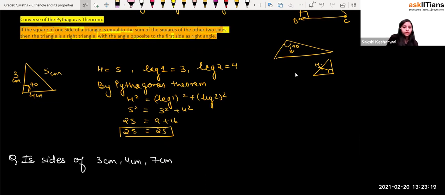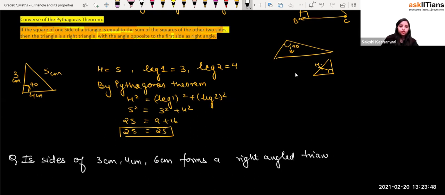A triangle with 7 is not possible, so I'll take 6 centimeter. You have to check whether the triangle is forming or not: 4 plus 6 is 10, greater than 3, and the other sums are also greater. Do these sides follow Pythagoras theorem, and do they form a right angled triangle, yes or no? Just give it a try.